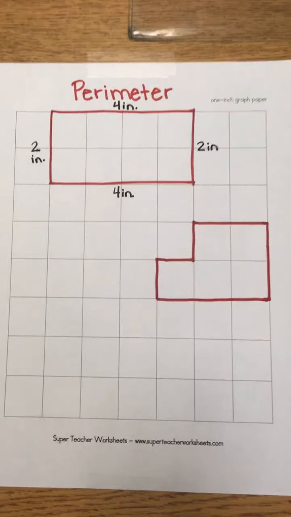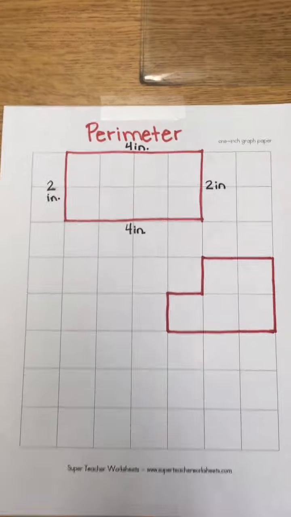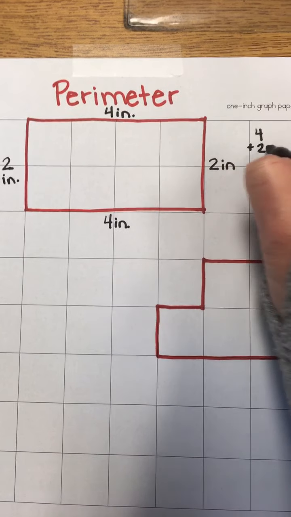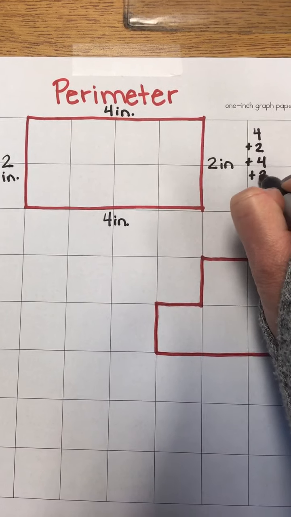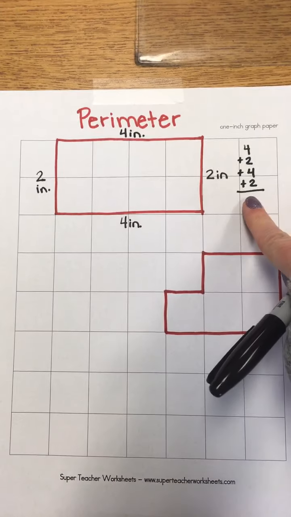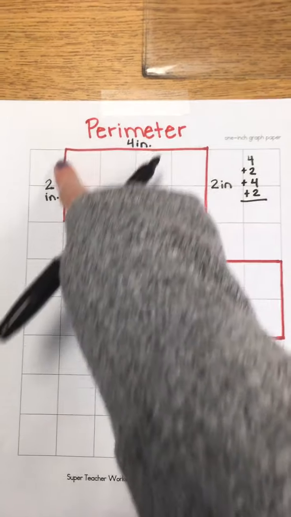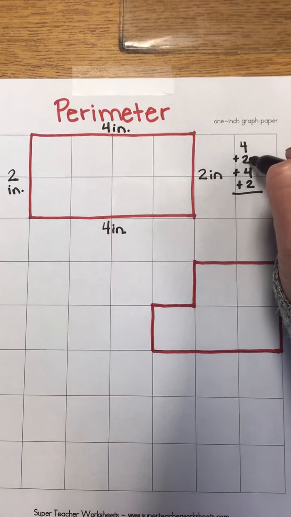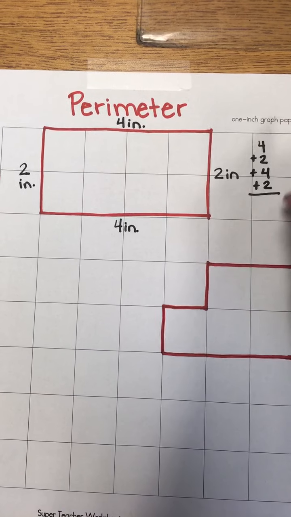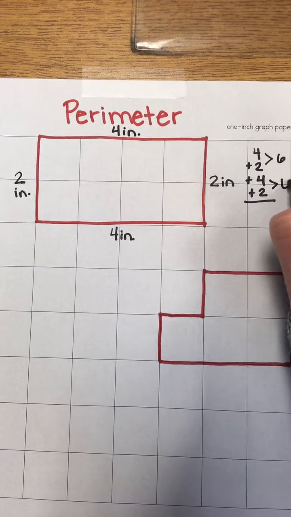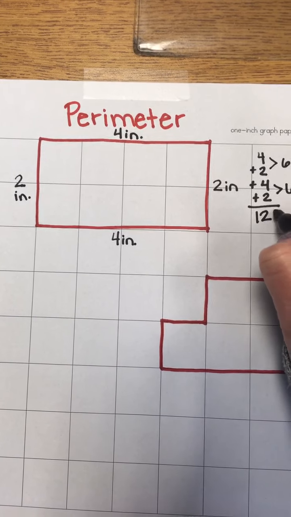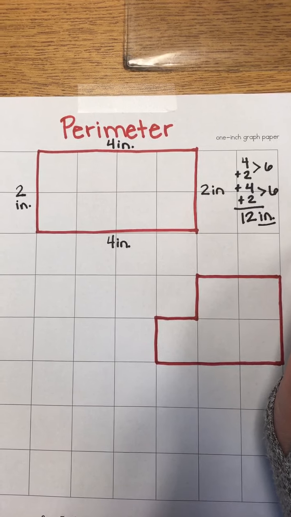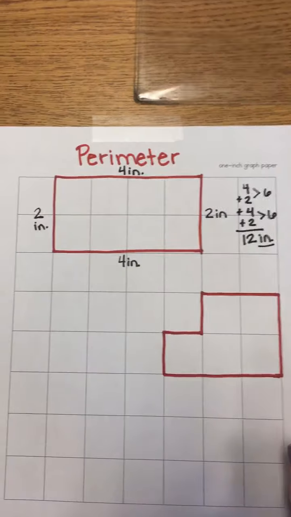Now, in order to find the perimeter, we have to add up all the sides. So we have 4 plus 2 plus 4 plus 2. You need to make sure that you get all the sides, because we want to know the distance around the entire shape. So 4 plus 2 is 6, 4 plus 2 is 6, 6 plus 6 is 12, and don't forget your label. So 12 inches is our perimeter around this shape, okay?